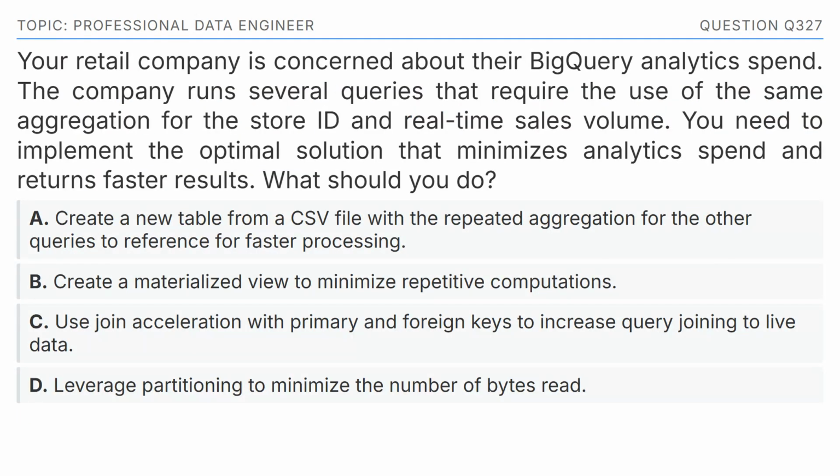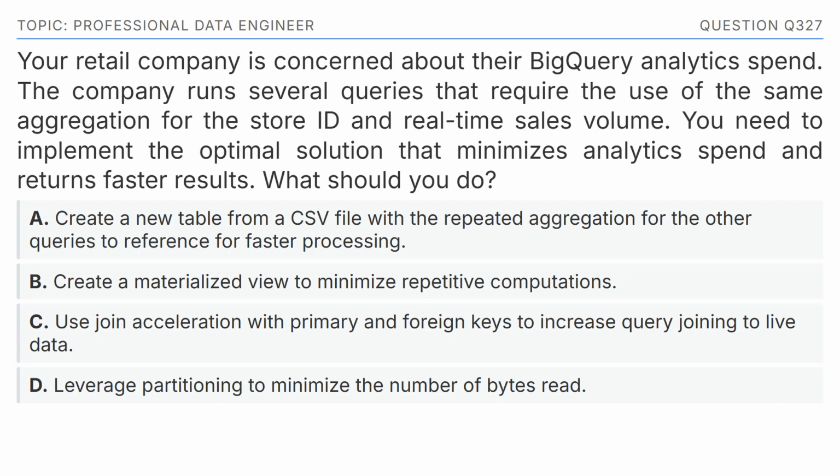Your retail company is concerned about their BigQuery analytics spend. The company runs several queries that require the use of the same aggregation for the store ID and real-time sales volume. You need to implement the optimal solution that minimizes analytics spend and returns faster results. What should you do? The options are: Option A, create a new table from a CSV file with the repeated aggregation for the other queries to reference for faster processing.